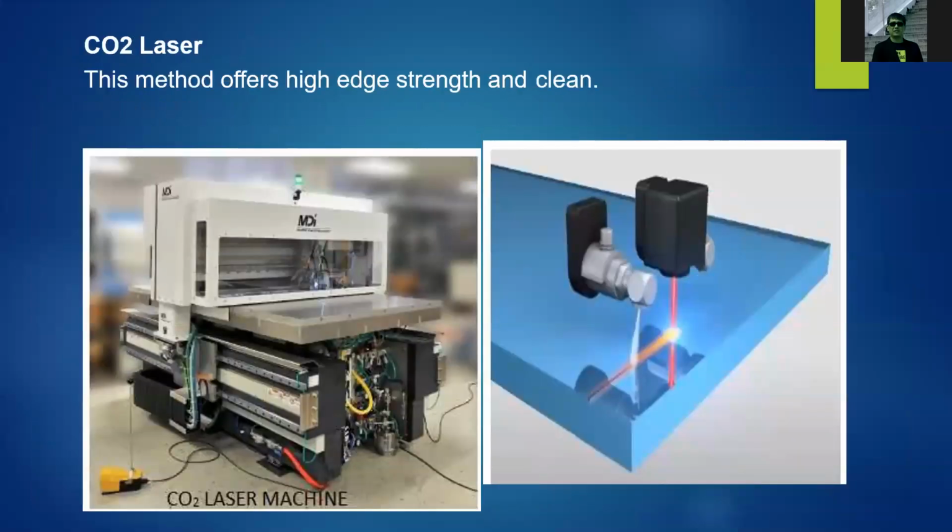We also have a CO2 laser. This method offers high edge strength and clean cuts because of the laser that is being used to cut the glass. As you can see, there is also a secondary cooling material that will cool the glass while it is separated by the laser machine.